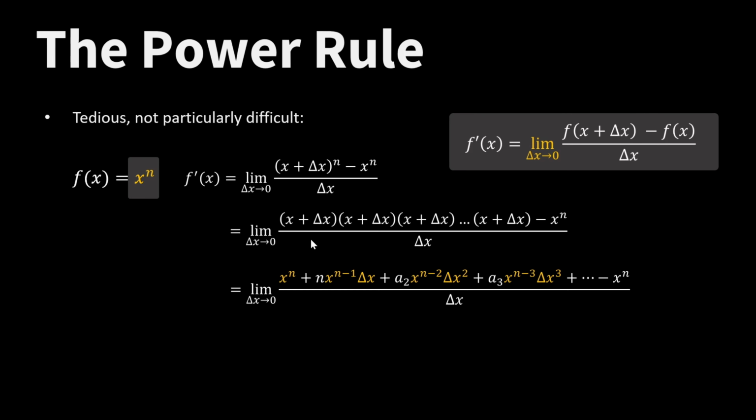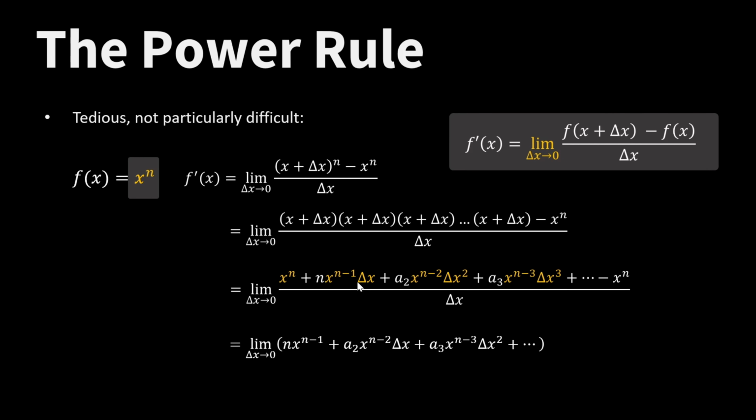To create x to the power of n, we pick x in all the multipliers. For this term, we pick delta x in one of these multipliers and x in all the others. There's n ways we can do this. We don't care about how many times these terms appear. We just call the coefficients a2, a3, and so on. What we immediately see is that x to the power of n cancels. Now we have to divide all these terms by delta x. And this is what we get.